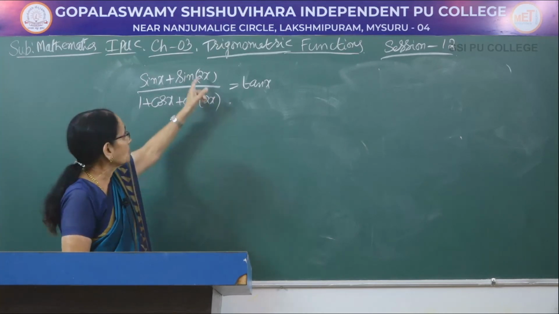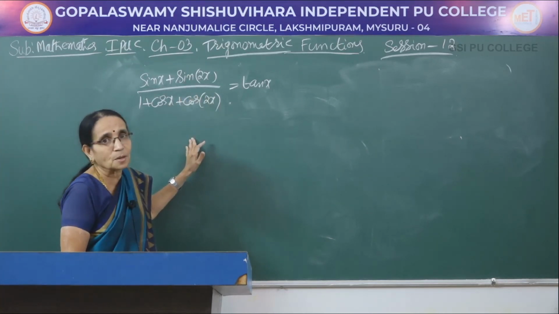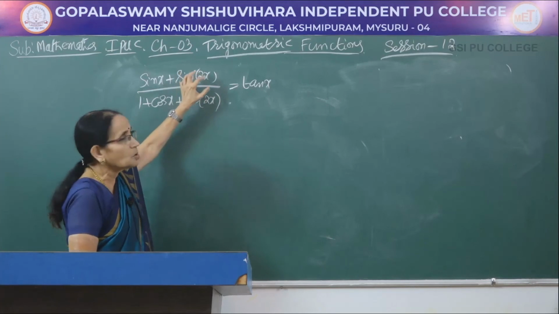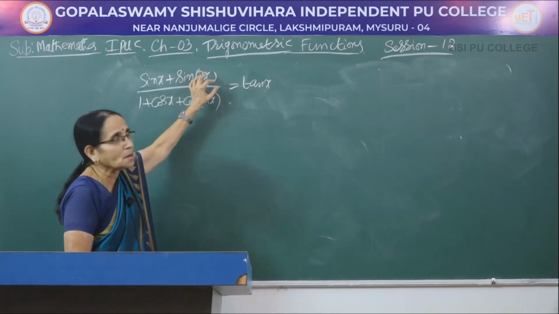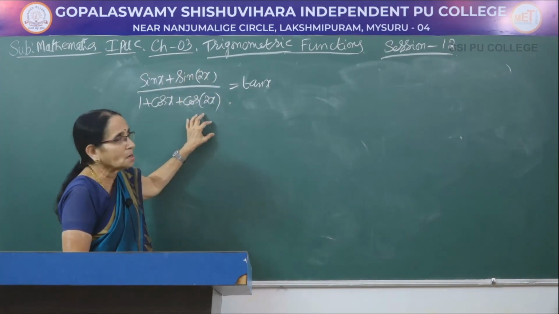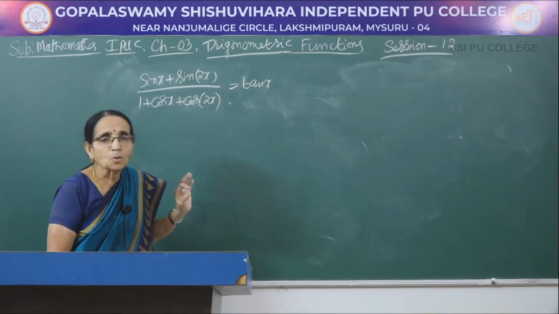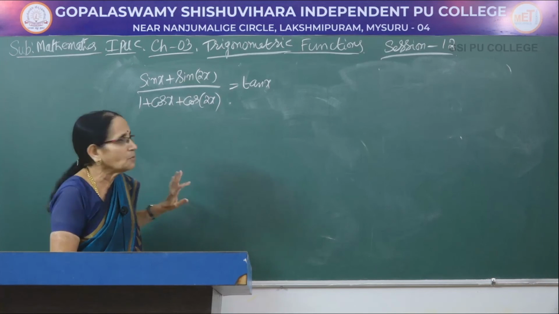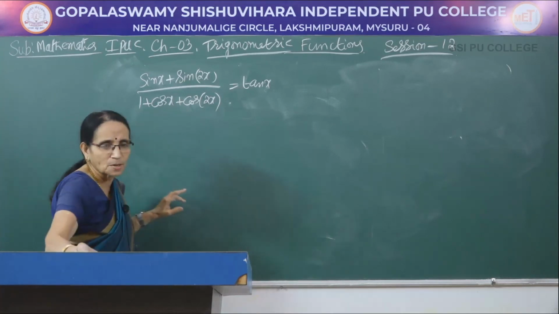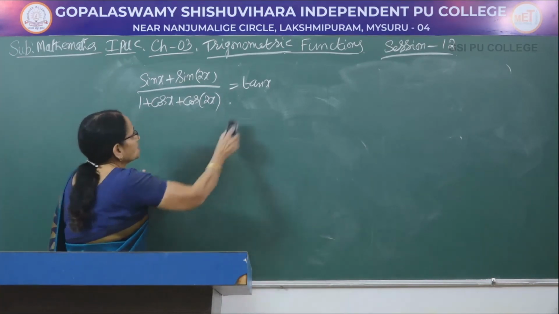Now, on the left hand side we have a rational function. That tells us that somehow we have to get sin x in the numerator and cos x in the denominator, so that sin x by cos x becomes tan x. We have to use only the multiple angle formula. Now, let me start with the left hand side.